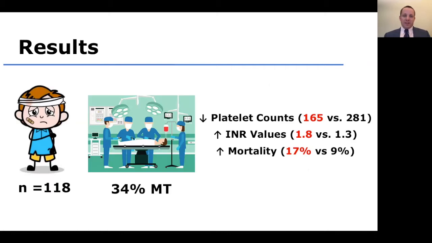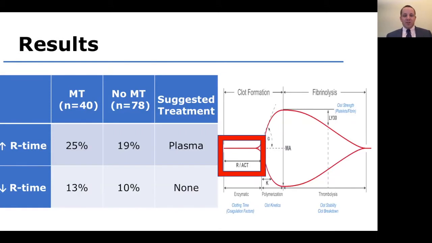There were 118 children included. 34% of these underwent massive transfusion. The massively transfused patients had significantly lower platelet counts, higher INR values, and an increased overall mortality. We found no significant difference in abnormal R times between the groups. However, over 20% of the patients would have benefited from early fresh frozen plasma administration.